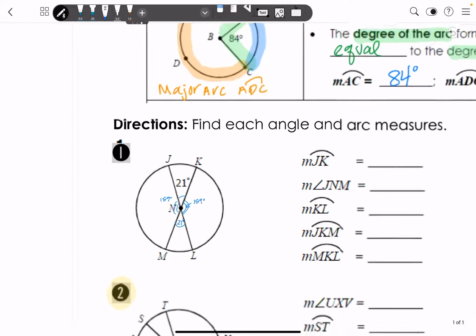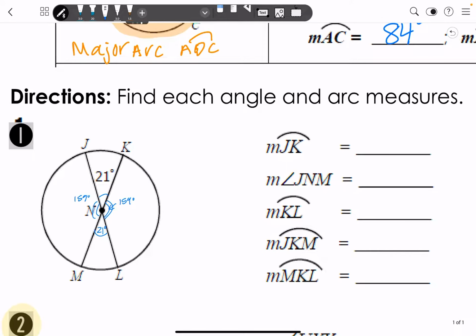And now that you've got all of this, you can just fill in these blanks. The first thing they ask you for is arc JK. Remember, it's going to be equal to your central angle, so it's just 21 degrees. Next, they asked us for angle JNM. Well, we have that, and we know that it's going to be 159 degrees. Now, I'm doing different colors for each of these answers. You do not have to do that, and I urge you not to do it for this one, but it helps me show it to you digitally.